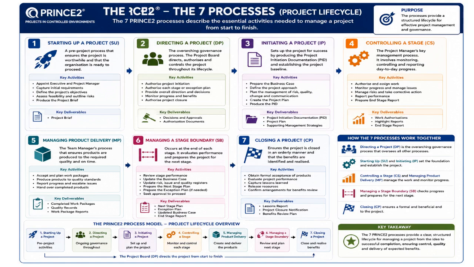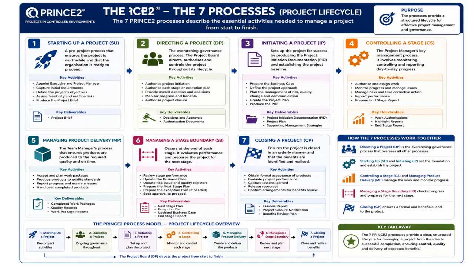At the top right of the slide, we are reminded of the overall purpose of the PRINCE2 processes: to provide a structured lifecycle that supports effective governance, accountability, control, and successful project delivery. Let us now walk through each process in sequence. The first process is starting up a project, often abbreviated as SU.